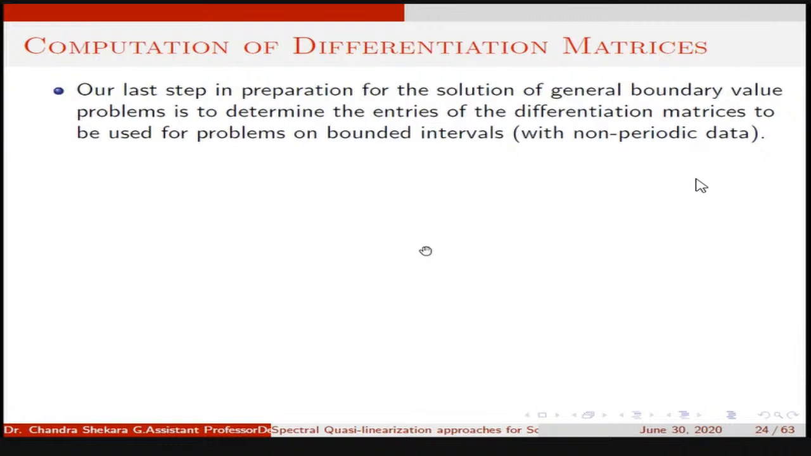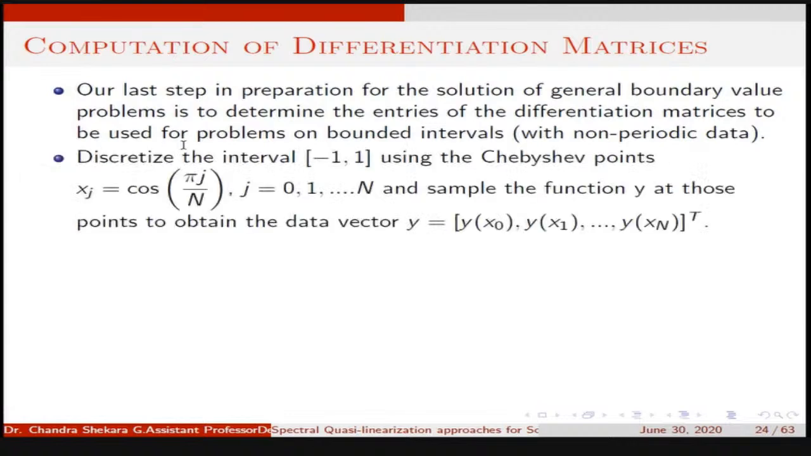Then the final step in this spectral collocation method is how to generate these differentiation matrices. This is the heart of the collocation method. Therefore, our last step in preparation for the solution of a general boundary value problem is to determine the entries of this differentiation matrix. How to define the entries of this differentiation matrix is given here.